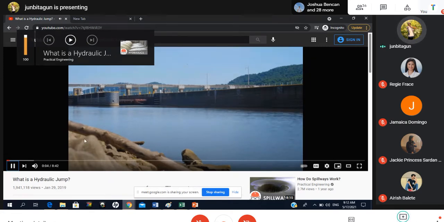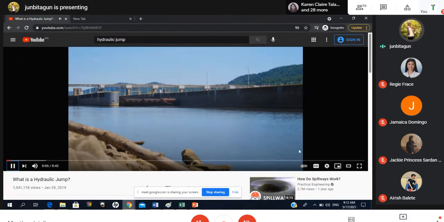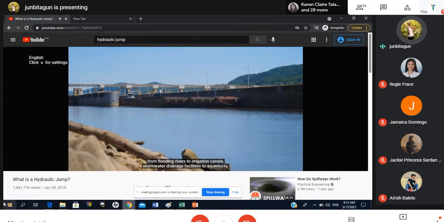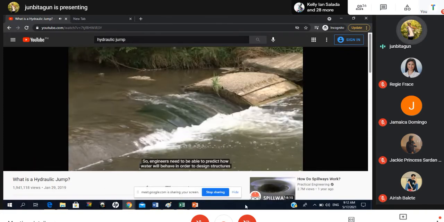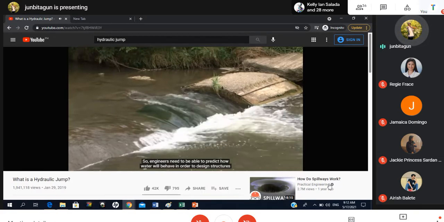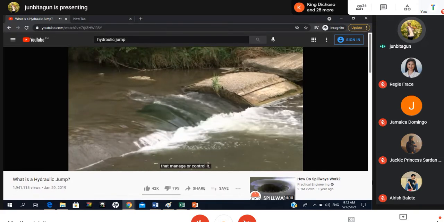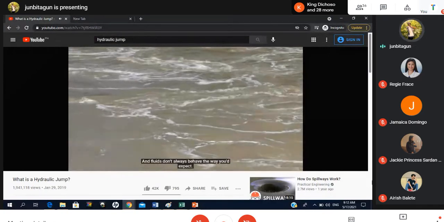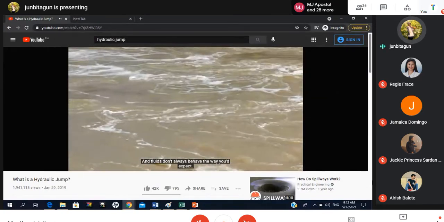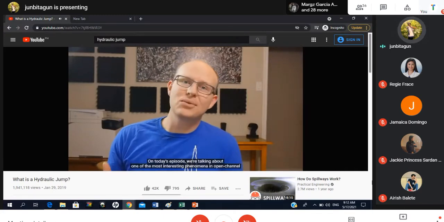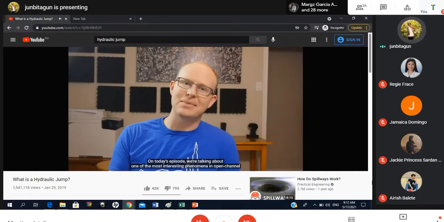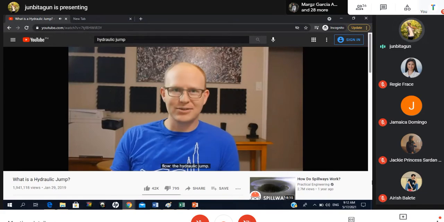Objectives of modern infrastructure, from flooding rivers to irrigation canals, stormwater drainage facilities to aqueducts, and even the spillways of dams. So engineers need to be able to predict how water will behave in order to design structures that manage or control it. And fluids don't always behave the way you'd expect. Hey, I'm Grady, and this is Practical Engineering. On today's episode, we're talking about one of the most interesting phenomena in open channel flow, the hydraulic jump.